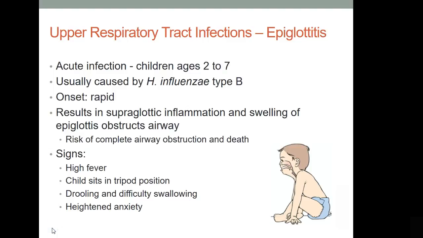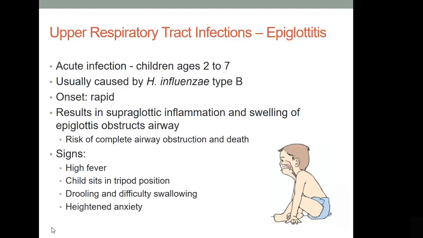Okay, next we have epiglottitis. This is an acute infection in children, ages around 2 to 7, usually caused by influenza type B. Rapid onset, and this results in epiglottis inflammation and swelling, which obstructs the airway. Patients are at risk for complete obstruction of the airway, which could lead to death.